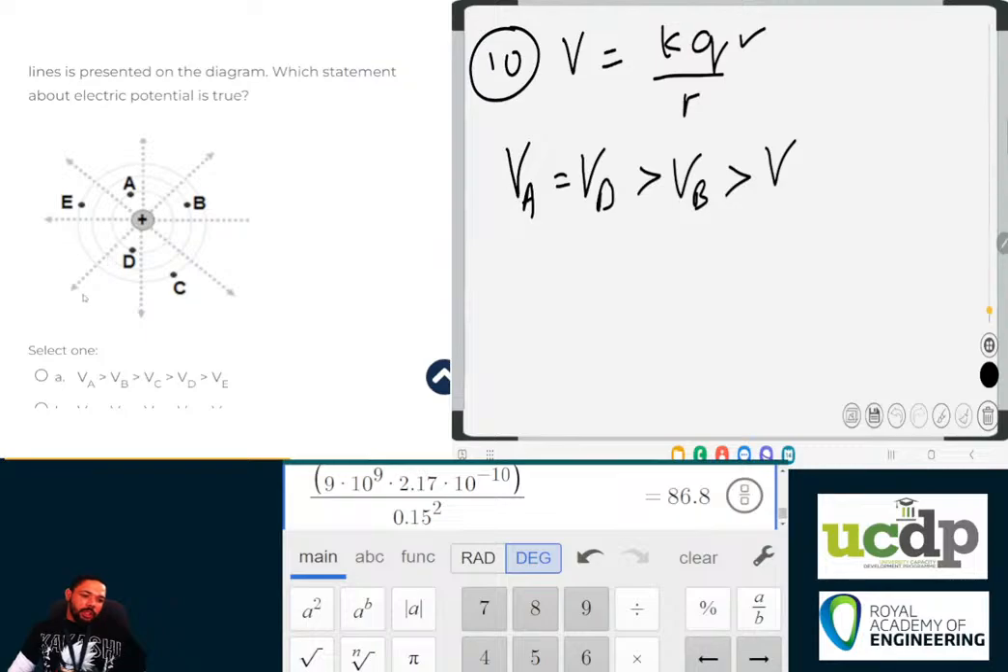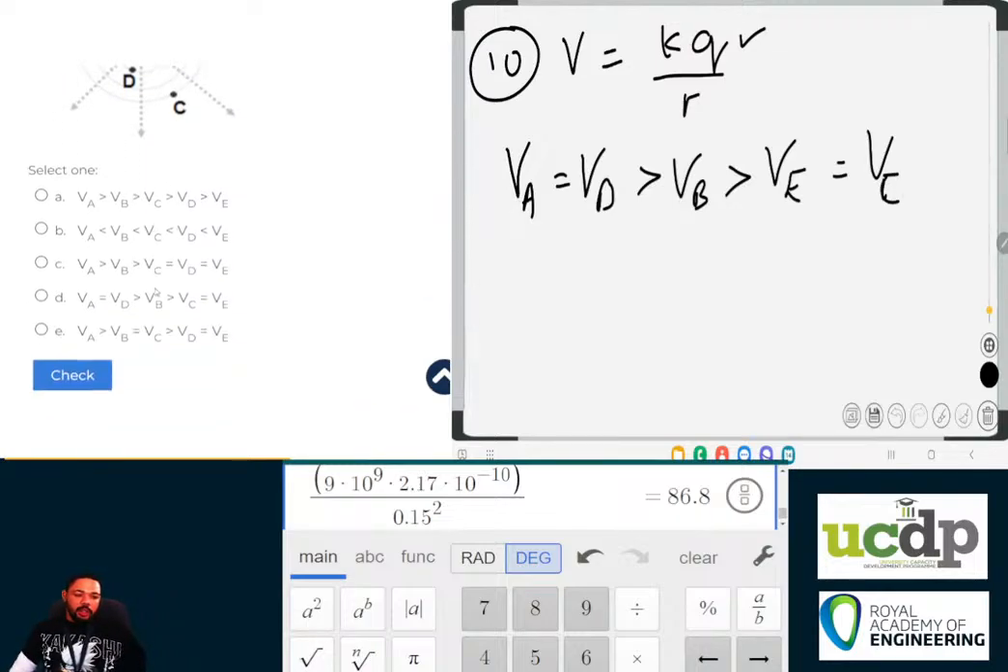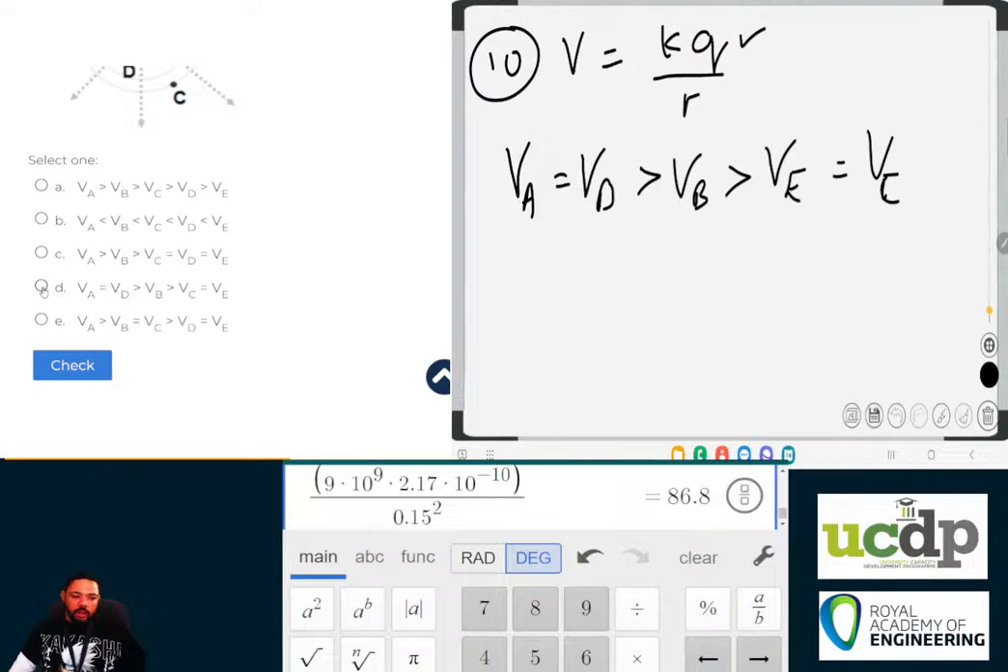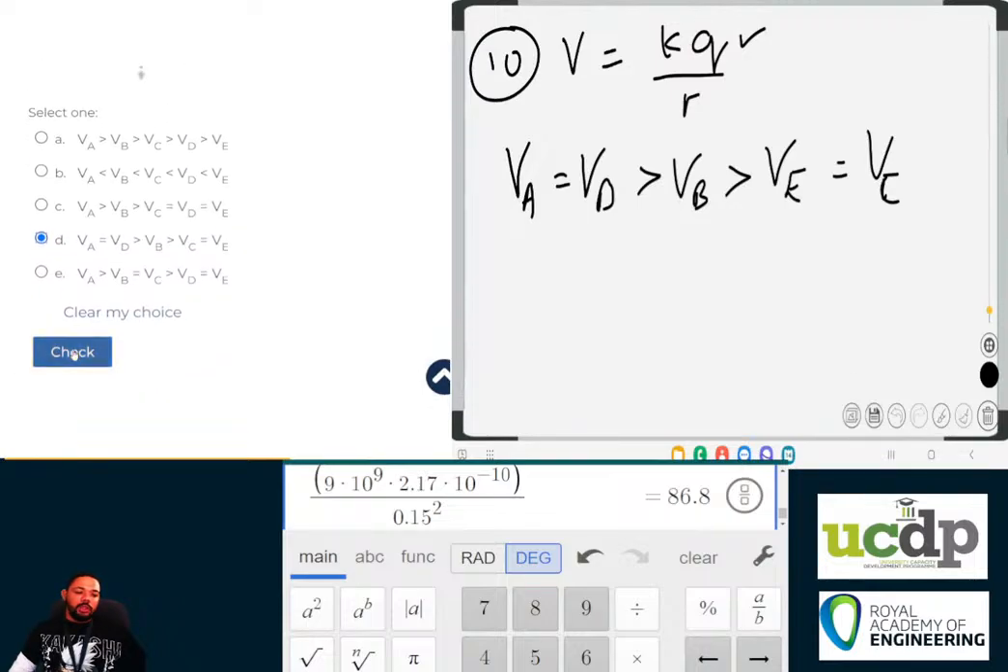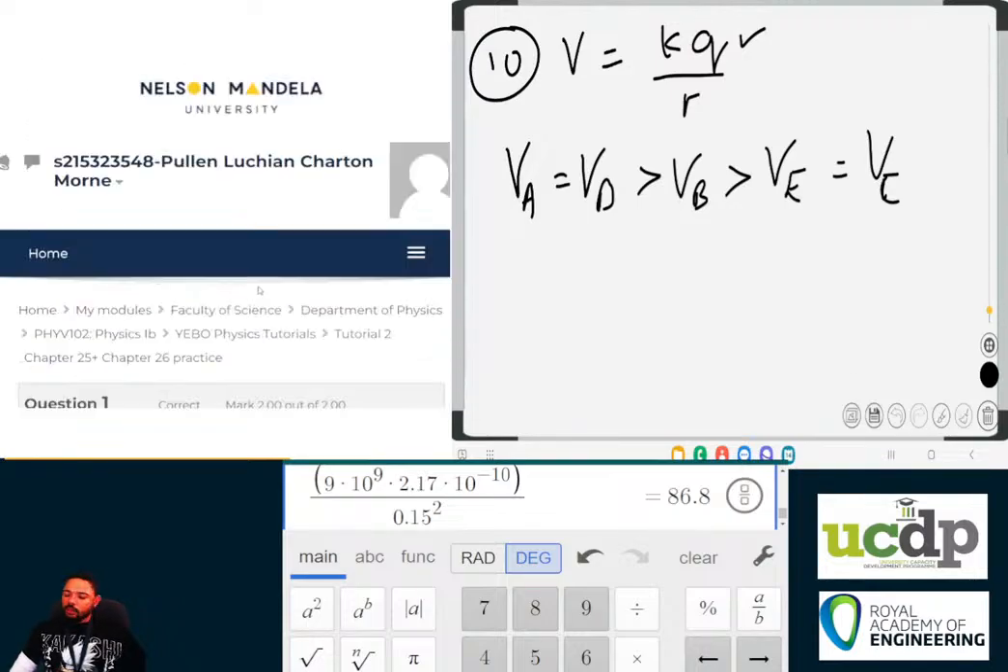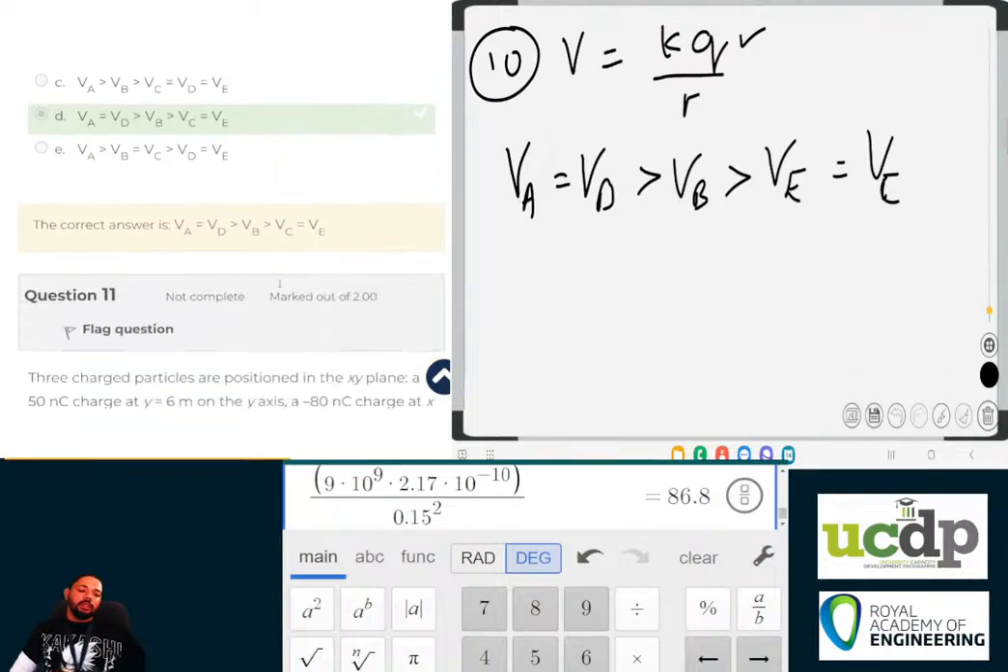which are on an equipotential line. So the potential at point E is equal to the potential at point C. So let's see if there is a statement stating this. VA is equal to VD. Okay, here's one. VA is equal to VD, which is bigger than VB, which is bigger than VC, which is equal to VE. Let's check if it's correct. Yes, indeed, it is correct.